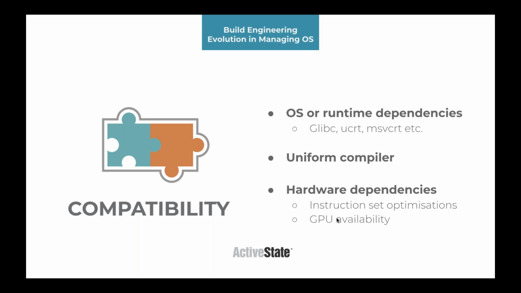You also want to look at having a uniform compiler across your build chain. If you're downloading things off the internet, you've got no guarantees as to which compiler was used to generate the binaries that you've got. And you may find that there are incompatibilities, like we spoke about before, between the compiler revisions that we use to build these things. And as we were just discussing with TensorFlow, you may well have hardware dependencies that you need to manage. So you may need to deal with instruction set optimizations and whether or not the hardware that you're running on has GPUs available. Okay, next slide, please.